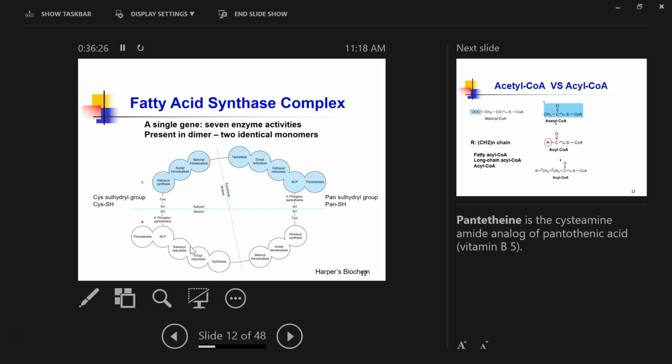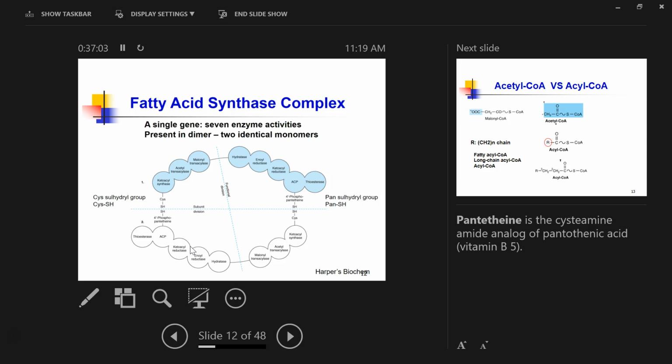And secondly, once the malonyl-CoA is formed, the synthesis of fatty acids continues. So the next enzyme complex is fatty acid synthase. This complex is even more complicated, right? Basically it has 2 monomers. Actually, these are 2 identical enzyme complexes.